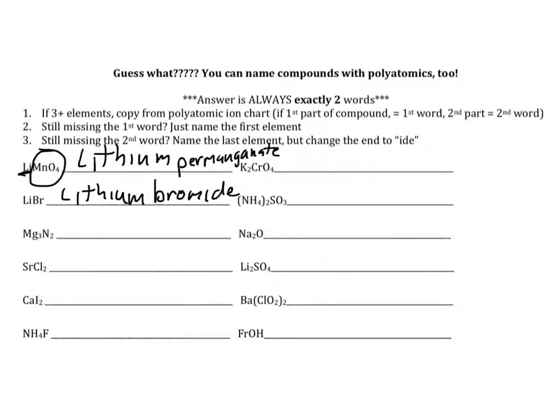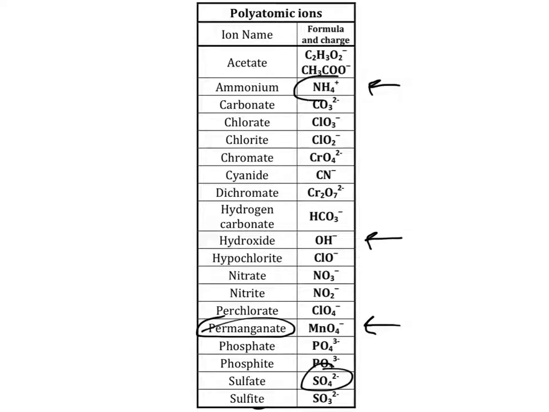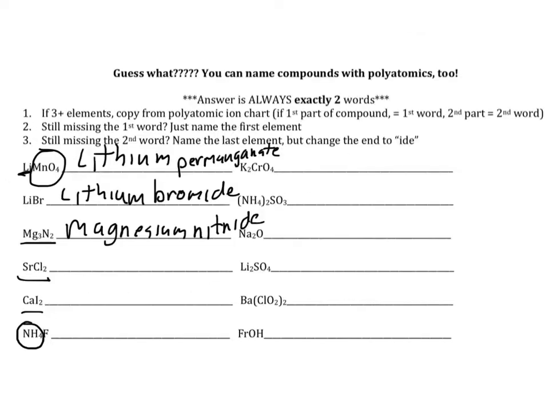So I'm gonna do a couple more here. So this is magnesium. And then instead of nitrogen, it's nitride. All right, so this has 2, this has 2, this one has 3. This right here, if we take a look at our polyatomic ion sheet, NH4 is ammonium. So we just name that normal. And then this last part, fluorine, we do name it fluoride.